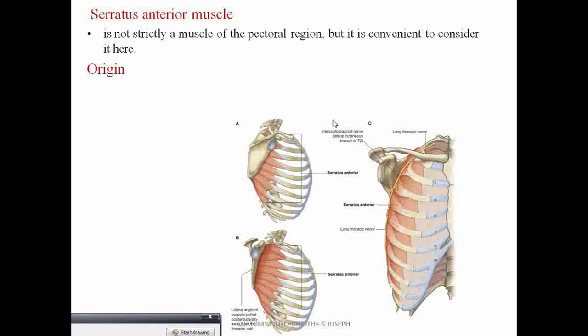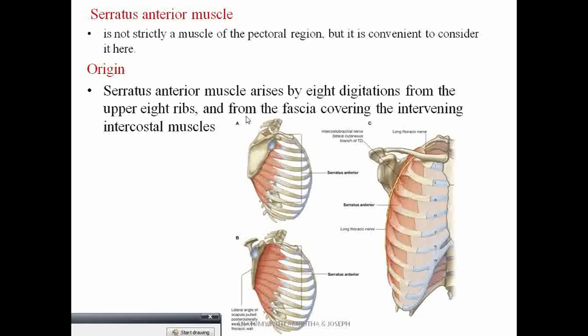Origin. Let's see the origin. Serratus anterior muscle arises by 8 digitations from the upper 8 ribs and from the fascia which is covering the intervening intercostal muscles. Intercostal muscles are seen between the ribs, or in the intercostal spaces. So there is a fascia covering it. Serratus anterior originates from the fascia covering the intercostal muscle and also the ribs.